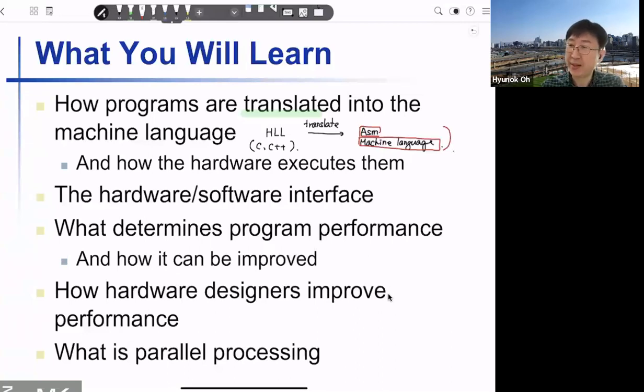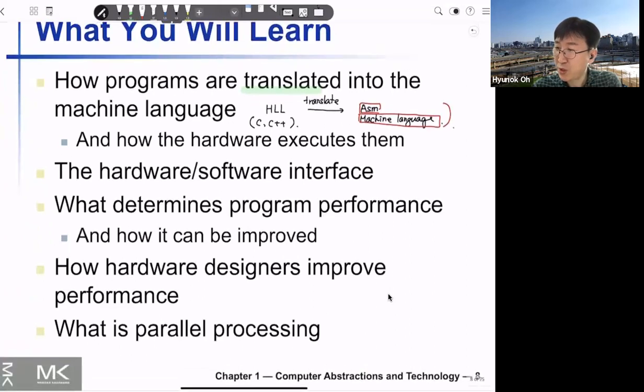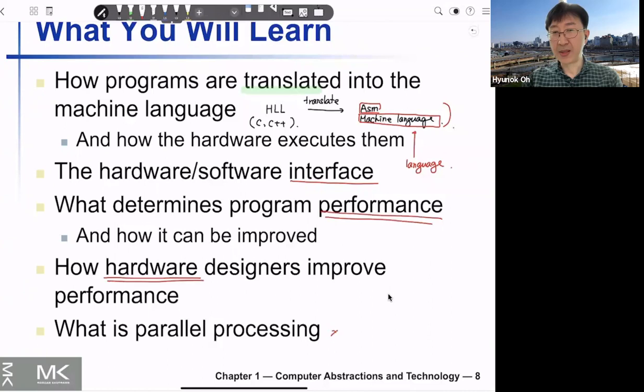In order to translate to the machine, we have to learn about some interface. Interface means that we will learn about some language actually, which is machine language. And then we'll learn about how to improve the performance. Before that, we will learn about what parameters determine program performance. And we will also learn about the hardware design to make this processor. For the parallel processing part, we will not cover it because we don't have enough time.